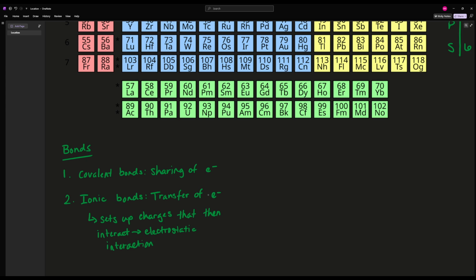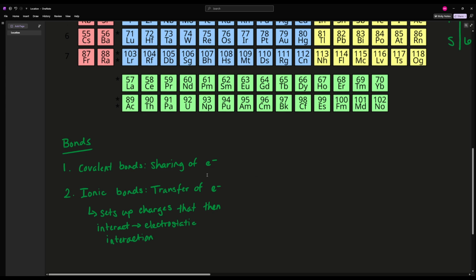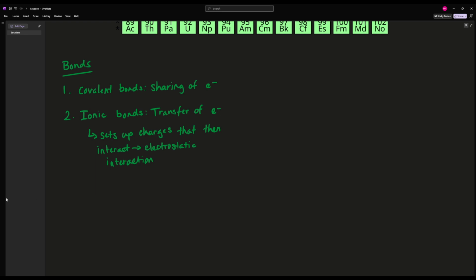So now we need to figure out, well, what is going to be the deciding factor of these? How do we get some bonds to share and some of them to transfer? Well, to answer this, we're going to look at how badly our atoms want their electrons. And that brings us into this idea of electronegativity.